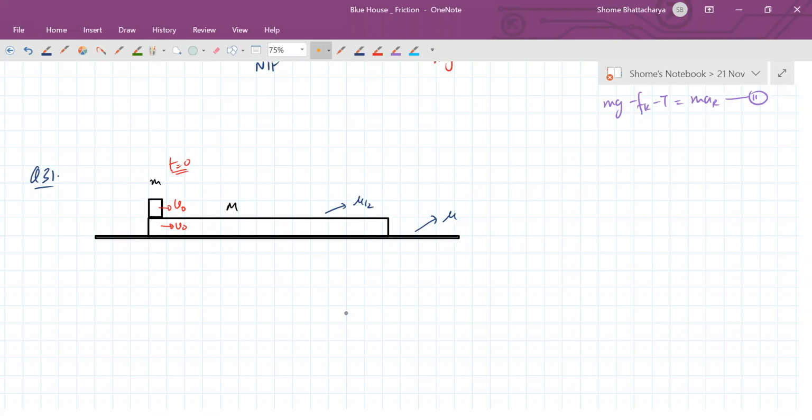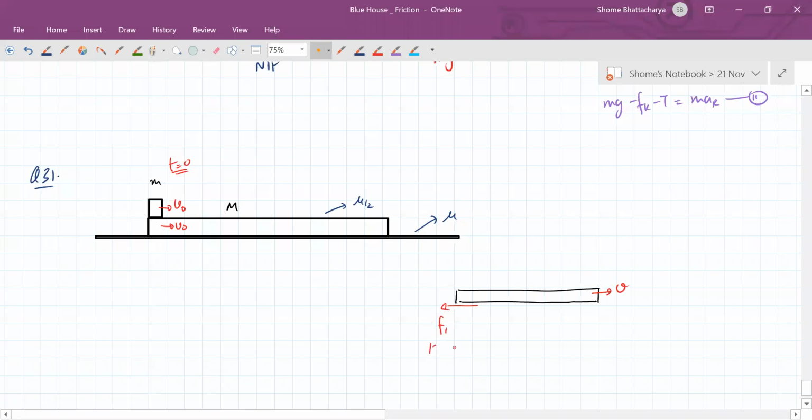So what you have to understand here is that the moment you have given this a motion like this, the lower block will start experiencing friction because it's moving like this. So it will experience friction, let's say F1, which is kinetic, slipping on the ground. And that will be equal to how much? Mu into (M plus m)g.